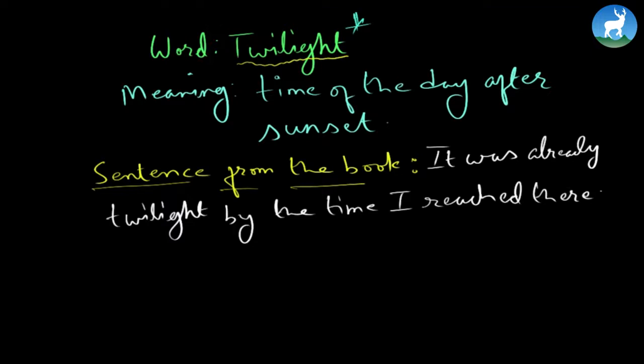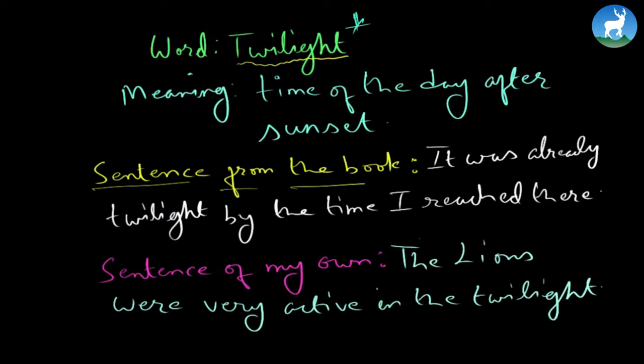Now, as we move further, much more important, now you make a sentence of your own. Meaning, now you know the word, you also know the meaning, and you also know how this word is used in the passage. Now you make a sentence of your own. So how do you think you can make this? Any beautiful sentence that you can make of twilight? So let's make a sentence of twilight. The lions were very active in the twilight.